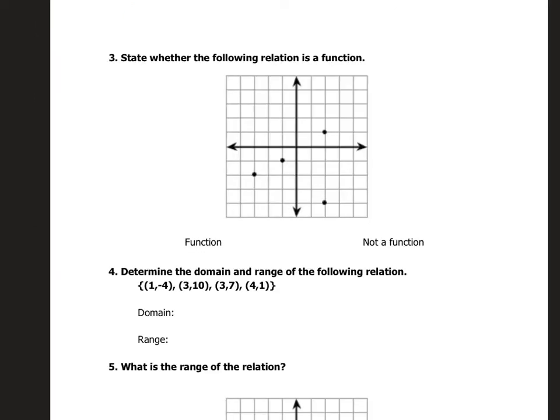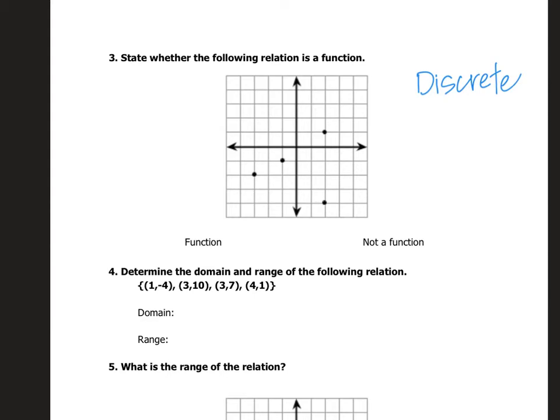Okay, so now we are on the second page, number 3. This says state whether the following relation is a function. This is a discrete graph, and that's because we just have dots. We don't have a continuous graph, which is connected. This can still be considered a function as long as none of the x values repeat.